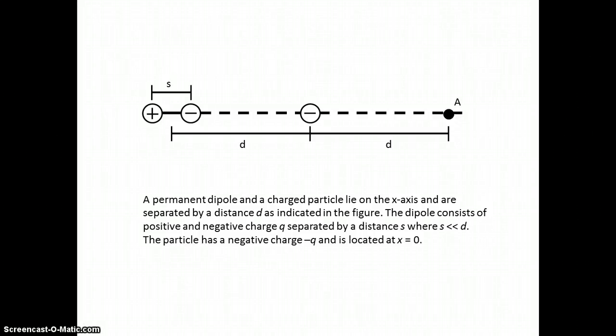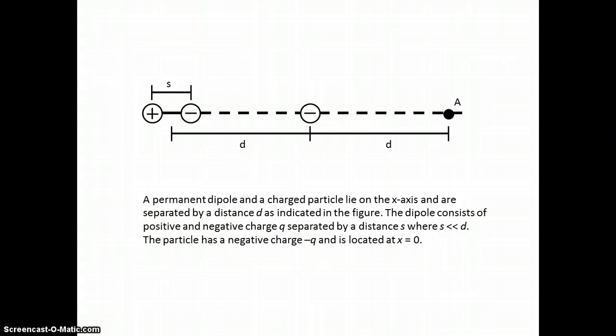I'm going to do problem number 2 from test 1, parts A and B. The problem reads, a permanent dipole and a charged particle lie on the x-axis and are separated by a distance d as indicated in the figure. The dipole consists of positive and negative charge q separated by a distance s, where the length of s is much less than the length of d.